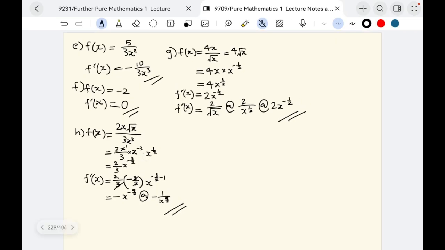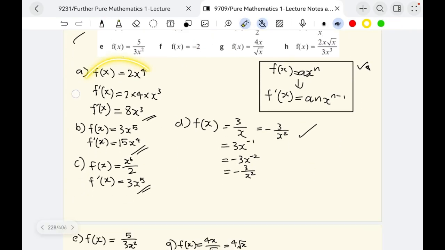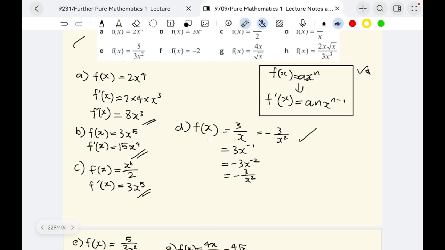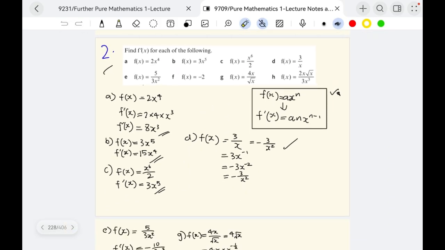So yeah, this is how you differentiate, from the basic level to the advanced level of the first derivative involving polynomial functions in your AS syllabus. Okay? So yeah, we have done this question. Now let's move on to the next question.